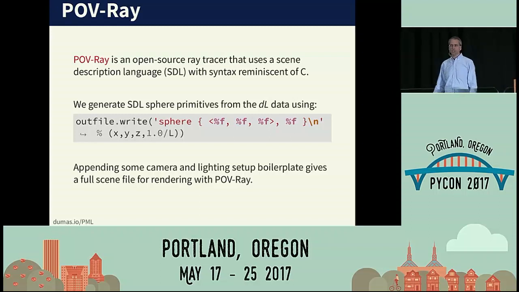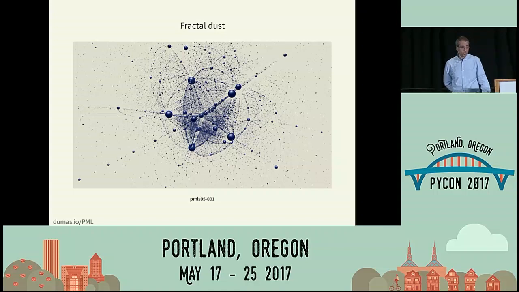If you take this and append a little bit of boilerplate code at the beginning and the end to set up things like lighting and the camera, then you get a full scene file that you can feed into POV-Ray and make some pictures with. So now I'll just show you some of those pictures.